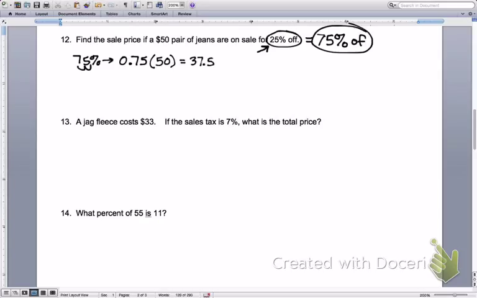But remember, we're talking about cash, so that is $37.50.